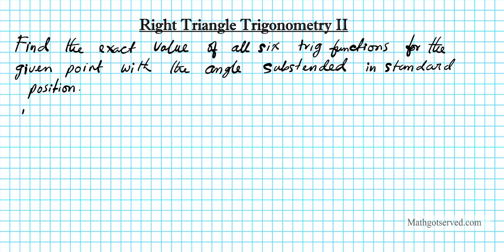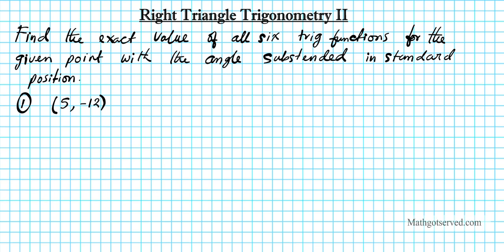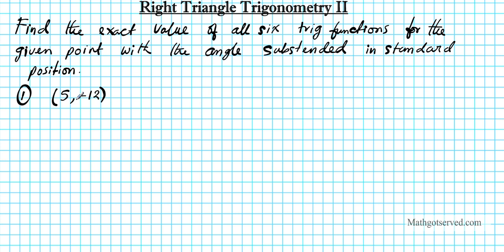So number one, we have the point (5, -12). We want to find all six trig functions for this given point with the angle in standard position. To find the angle in standard position, the first thing we're going to do is graph this point and find out where theta is.